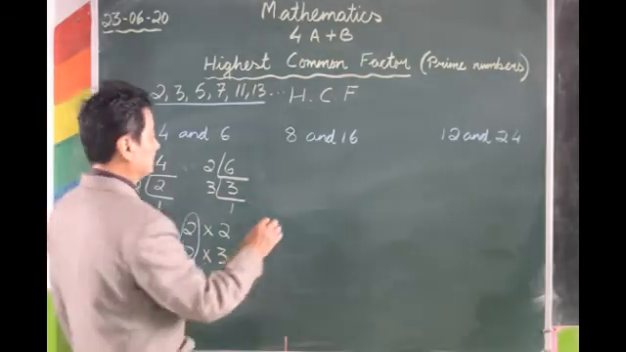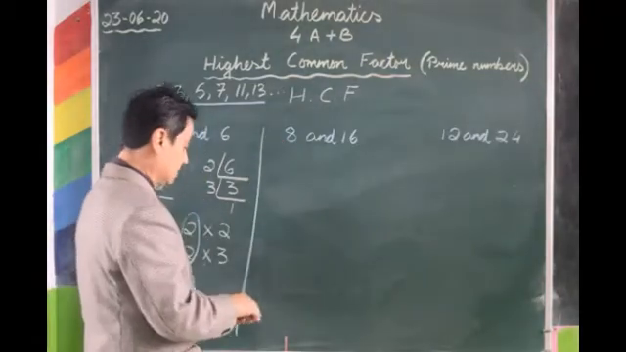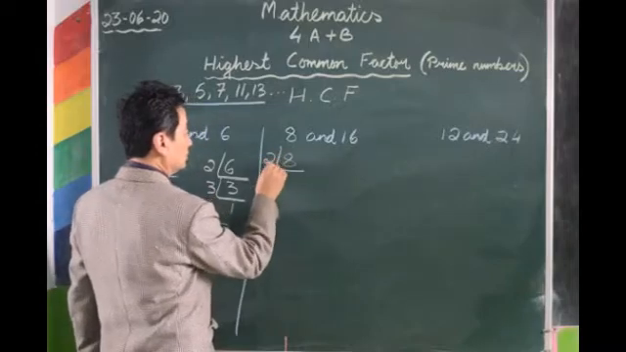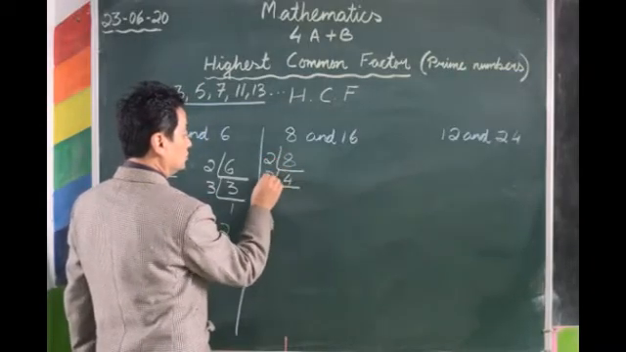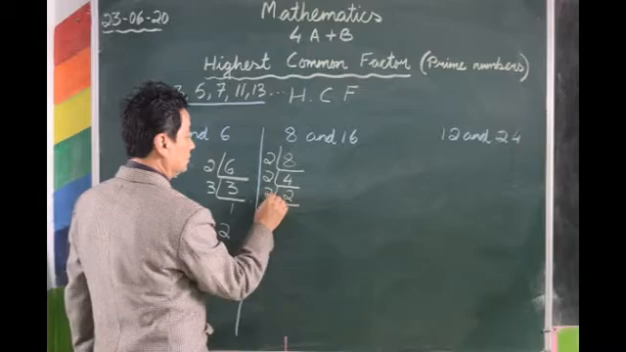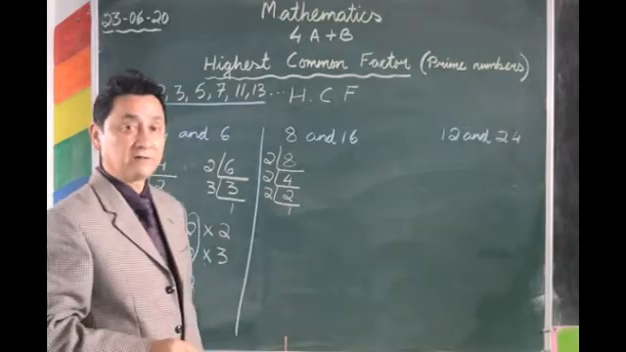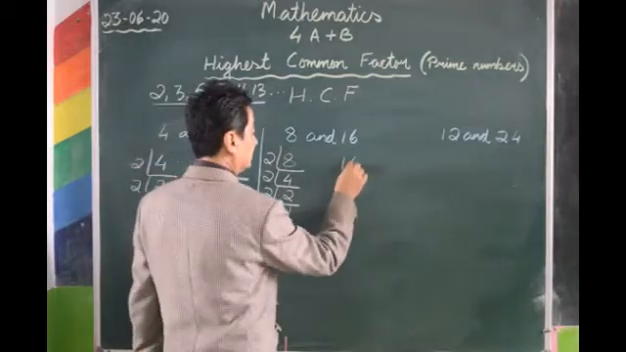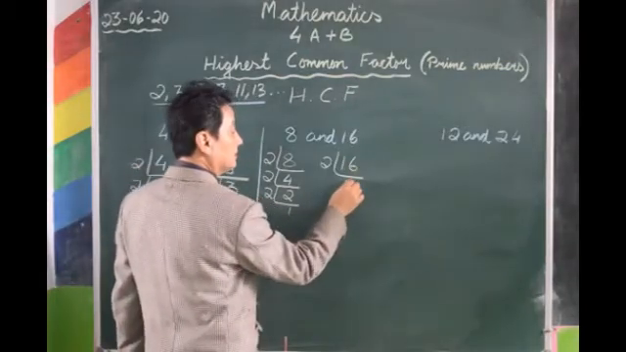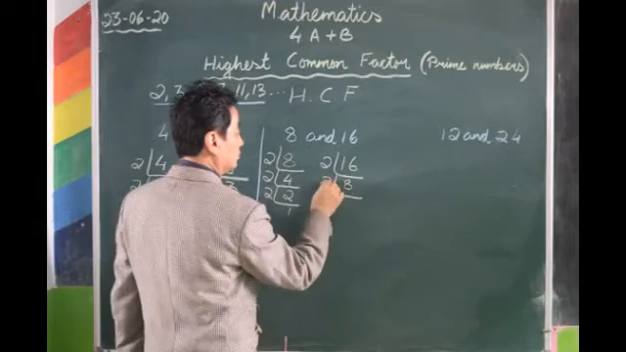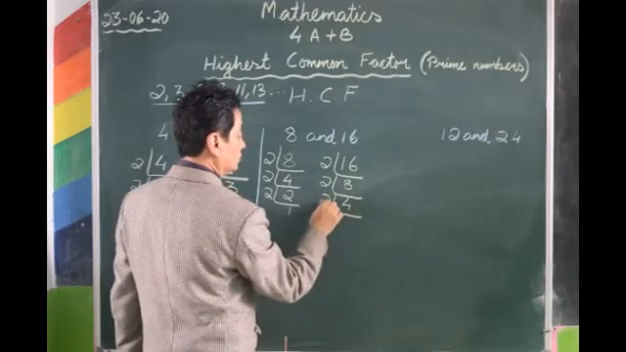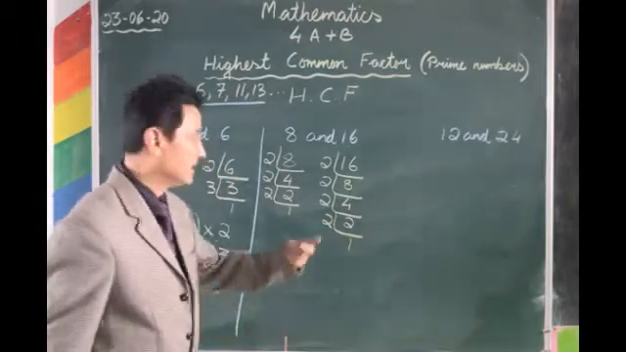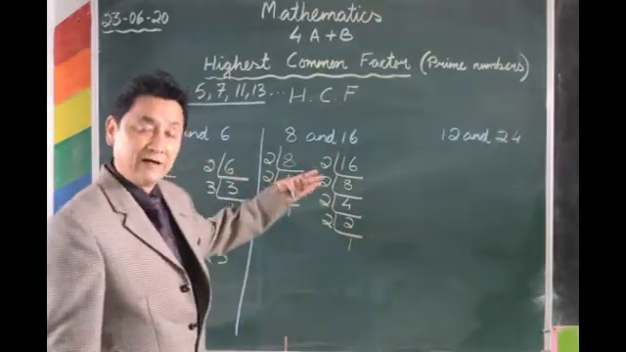Okay? So let's do 8 and 16. What is the first step? Find the prime factors. 2 4s are 8. 2 2s are 4. 2 1s are 2. We have found the prime factors of 8. Now we have to find the prime factors of, very good, 16. 2 8s are 16. 2 4s are 8. 2 2s are 4. 2 1s are 2. It is the same as we have done previously, finding only prime factors.